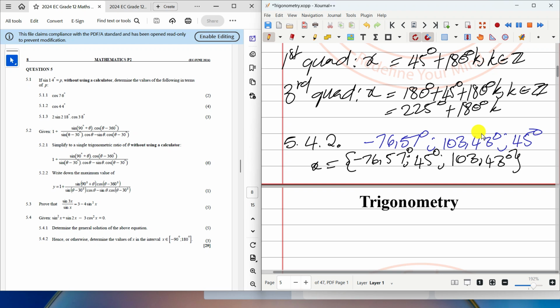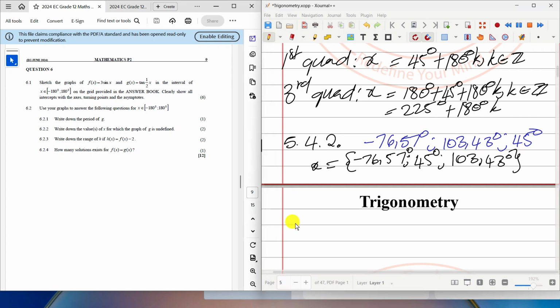Remember, 1 minute you spend on 1 mark, so 29 marks would mean 29 minutes. Now let's go to the next one. This is question 6. It says, sketch the graphs of f of x equals 3 sin x and g of x equals tan half x in the interval negative 180 to positive 180, all included, on the grid provided in the answer book. Clearly show all intercepts with the axes, turning points, and the asymptotes.